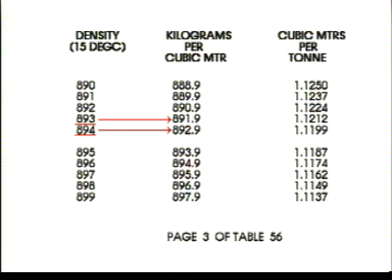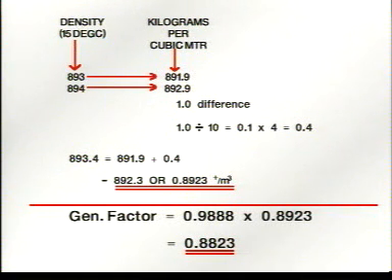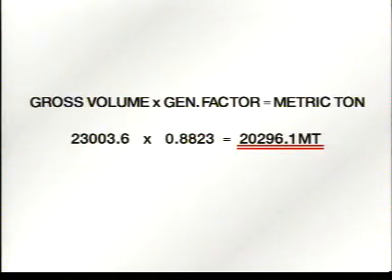Here we have to interpolate. Every tenth is worth 0.1. The general factor is 0.8823. Multiplying the gross volume with the general factor, we get 20,296.1 metric tons. This kind of conversion will always differ. Stick to what you have and only convert from long tons to metric tons, from barrels to cubic meters, and vice versa.